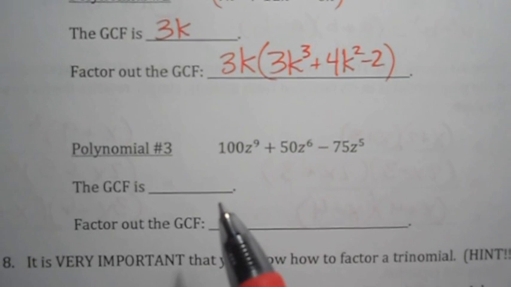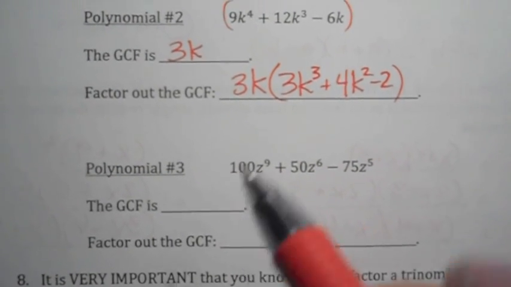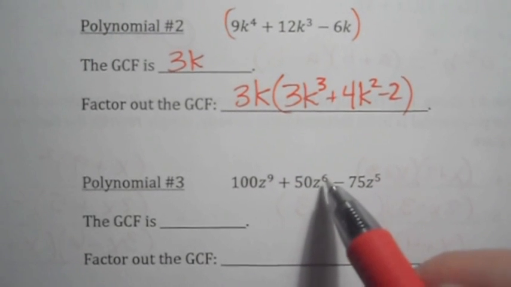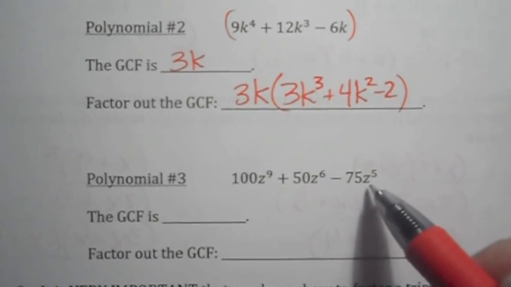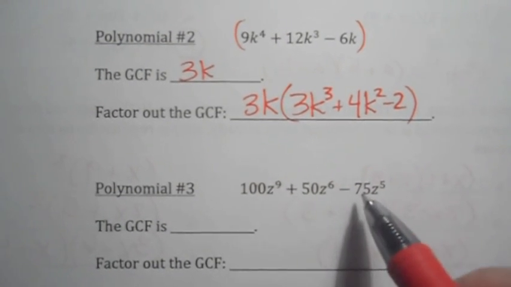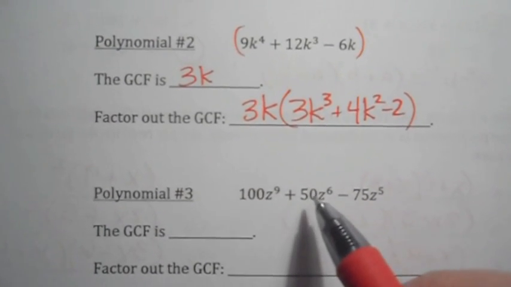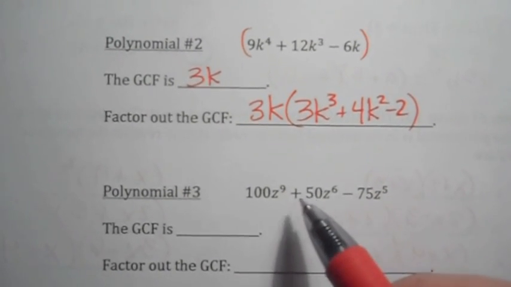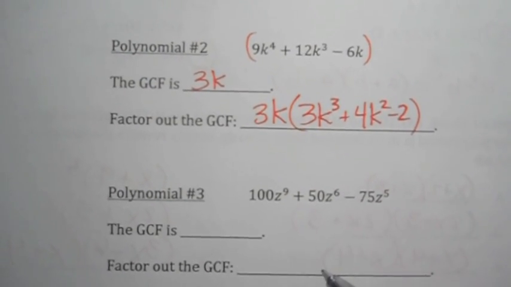We're still on number 7. This is polynomial number 3. We have 100z to the 9th plus 50z to the 6th minus 75z to the 5th. Once again, we're going to start with the coefficients: 100, 50, and negative 75. What is the greatest common factor that just the coefficients have in common?